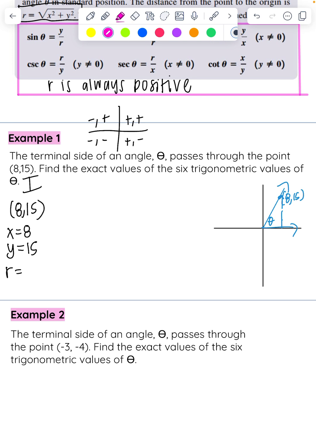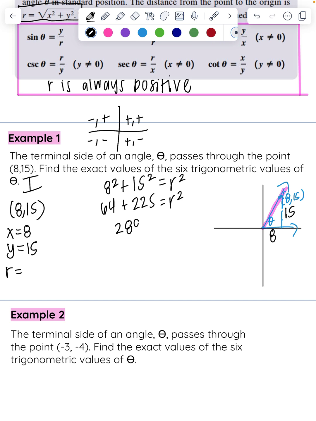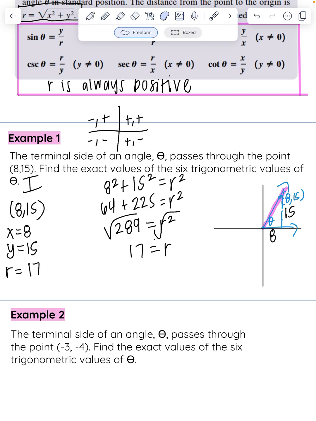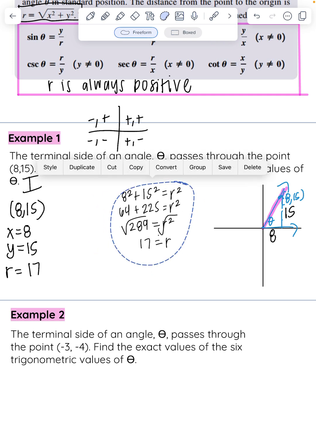And to figure out what r is, because I know x is 8, y is 15, how can I solve for the hypotenuse by using the Pythagorean theorem? So I have 8 squared plus 15 squared equals r squared. Of course, I don't have my calculator with me, but I think this is a Pythagorean triple. Let's see. That would be 289. Yep, that's a Pythagorean triple. If I square root that, that's 17.